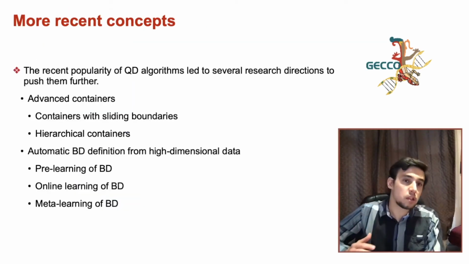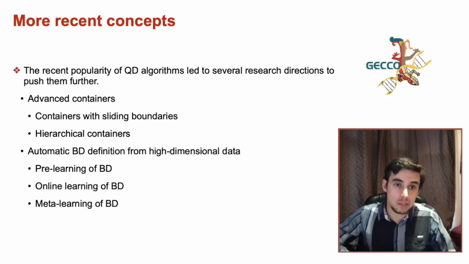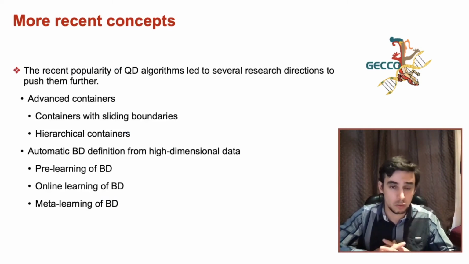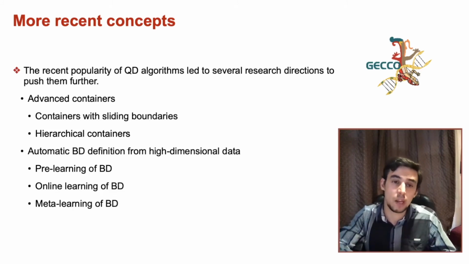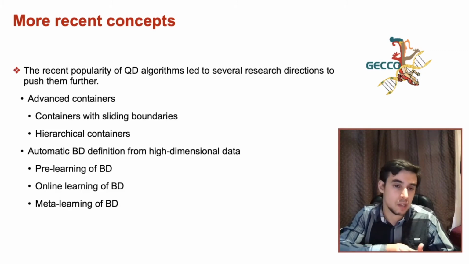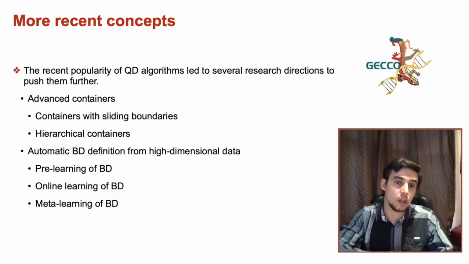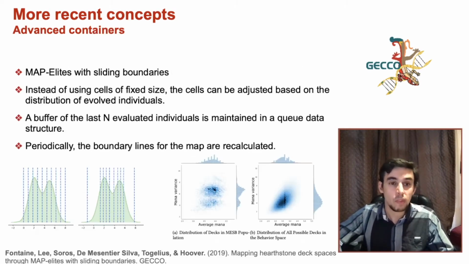Now I will touch on some more recent concepts, because the recent popularity of quality diversity has led to a lot of different research directions trying to improve those basic concepts. The first things that I will mention are some advanced containers, mainly the container with sliding boundaries and hierarchical containers. I will also talk about some recent research on attempts to automatically define the behavioral descriptor from high dimensional data or sensory data.